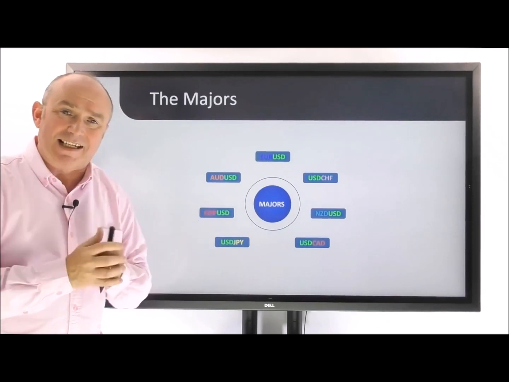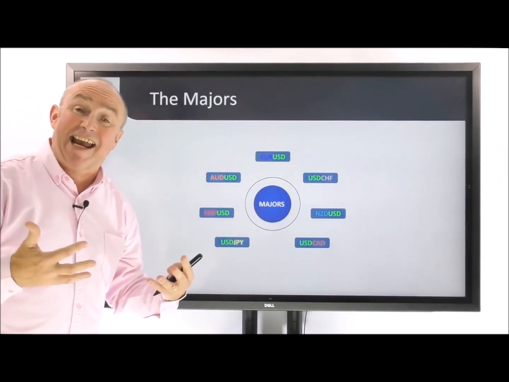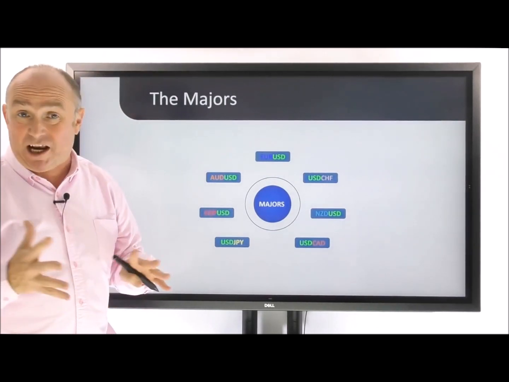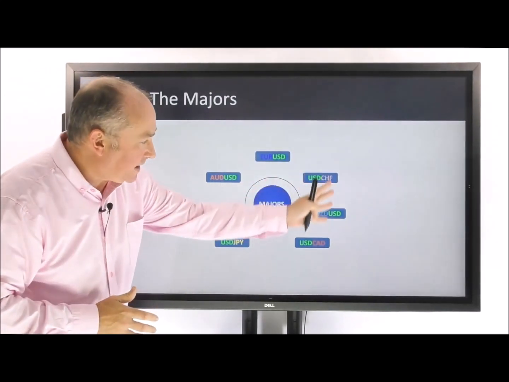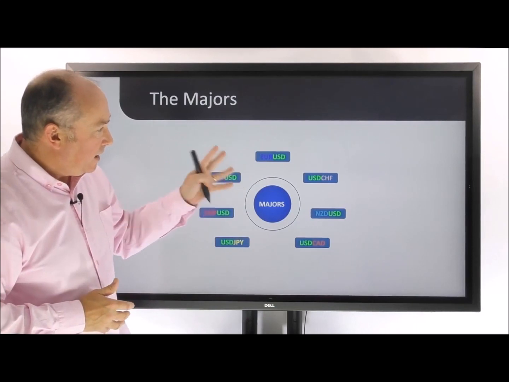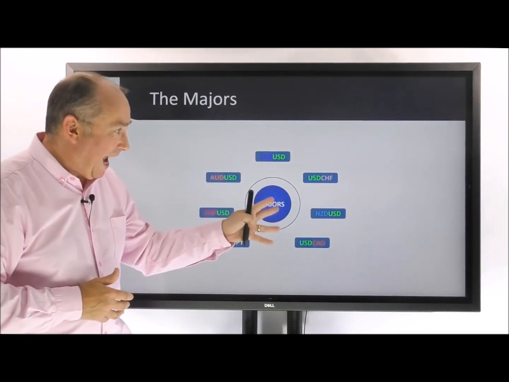I think the last time I checked, it basically accounts for about 88%. 70% of all foreign exchange transactions have the dollar on one side. So these other 7 currencies against the US dollar are known as the majors.